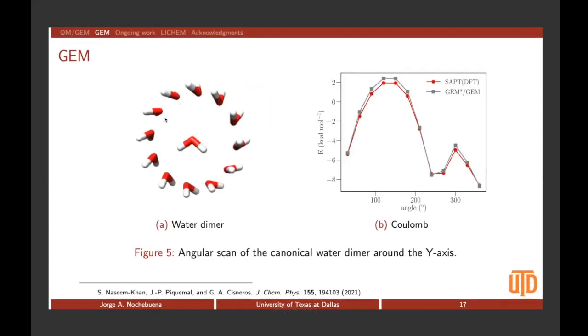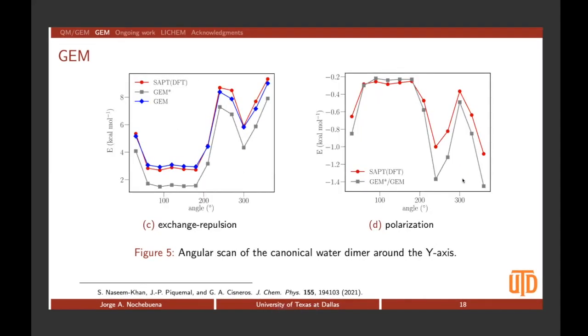To test the GEM parameters around one reference water, one water is kept fixed and another water molecule is rotated around the XYZ axes. I will show you only the results for the y-axis, but similar results were obtained for the x and z axes. The Coulomb term from GEM and GEM star is in very good agreement with the reference. For the exchange repulsion term, GEM agrees remarkably well with the SAPT reference, and the polarization is also in very good agreement.